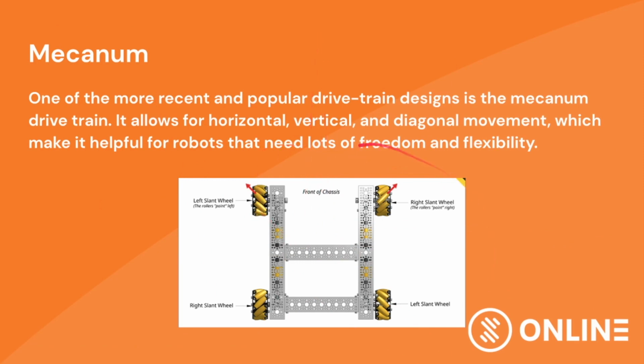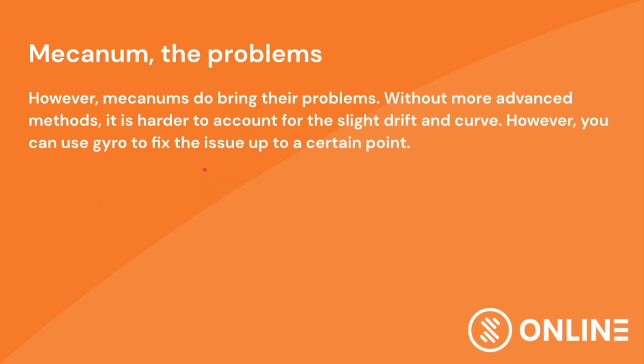We can still turn, we can still do whatever we want as a normal drive, but this allows a lot more flexibility in order to do what we want. But just like 2-wheel, there are some problems that come with it. Without advanced methods, it's harder to account for the slight drift and curve. Because they're rollers, there's a lot of drifting that comes with them because of the loss of friction. So you're going to stop the robot and it might curve a little bit. Or while you're driving straight, it might curve a little bit to the left or a little bit to the right. But you can use the gyro to fix the issue up to a certain point.